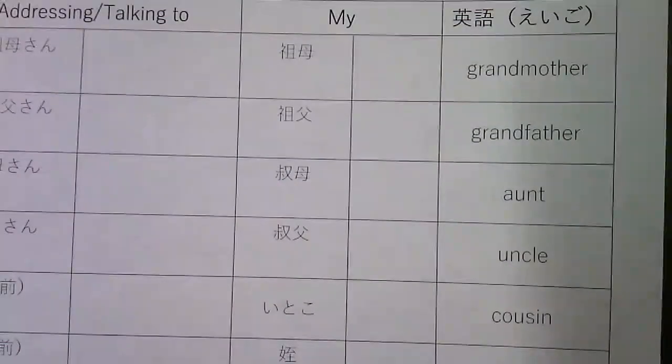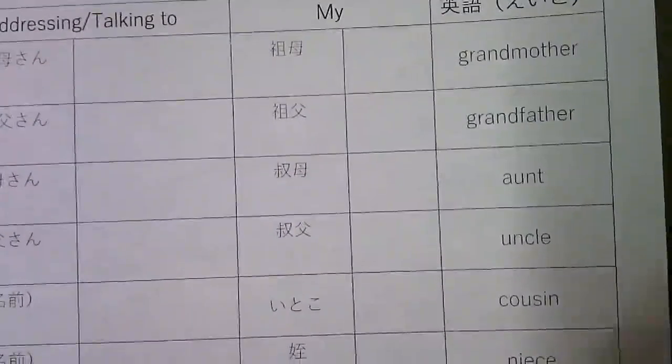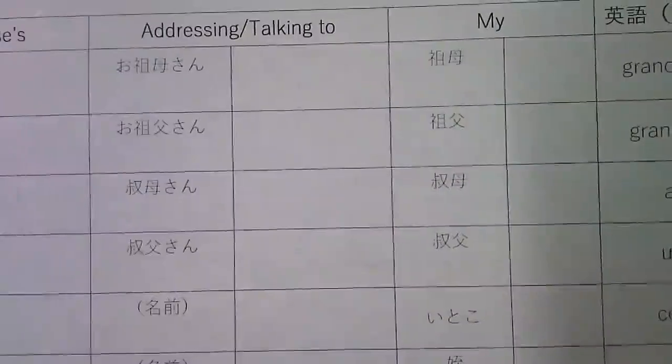Ohayo! This video is to go over vocabulary words for the extended family. It's got the same format as the other sheet. So we're going to do a list for my family members, someone else's family members, and then we'll briefly talk about when you're addressing them.